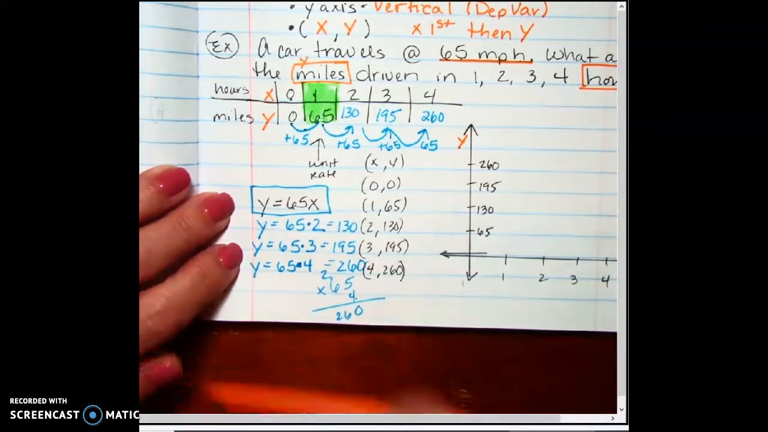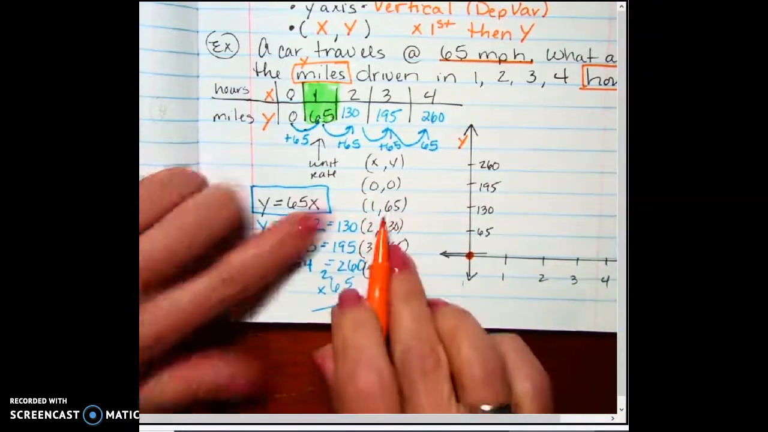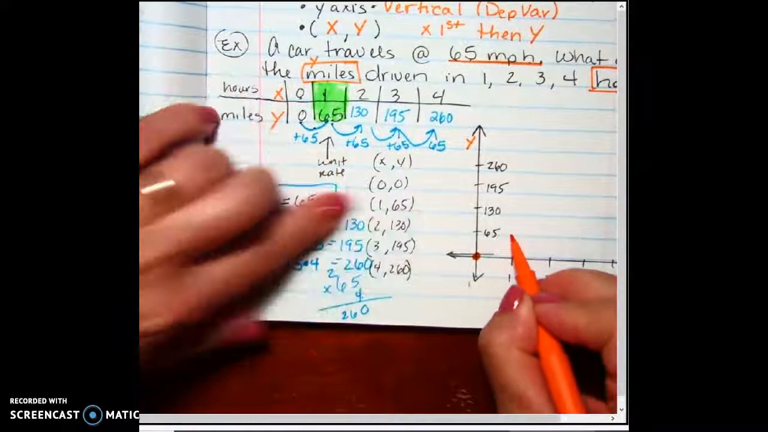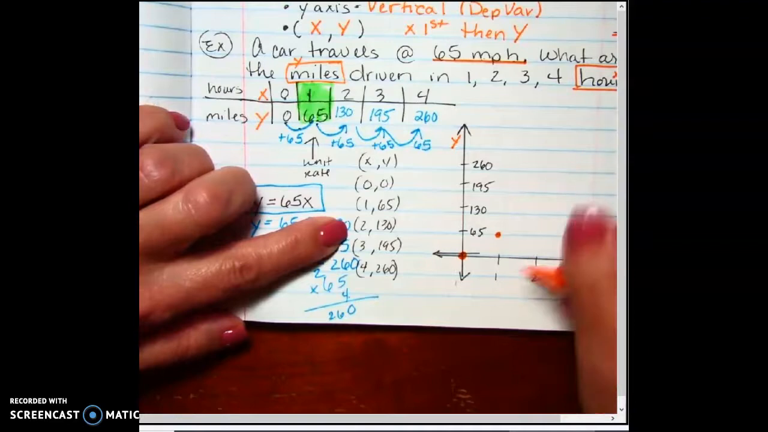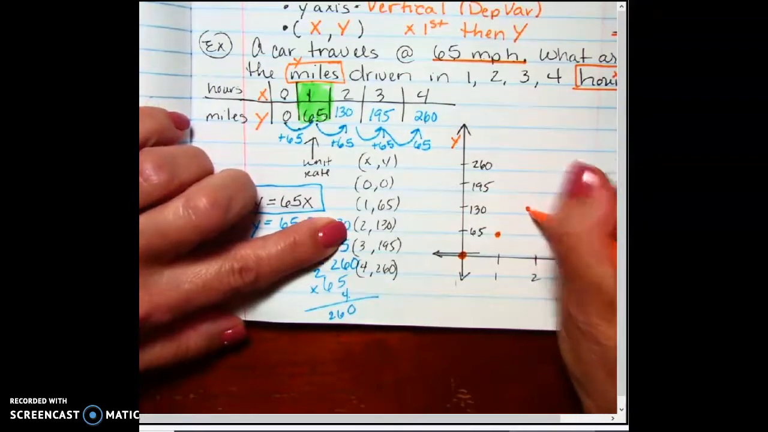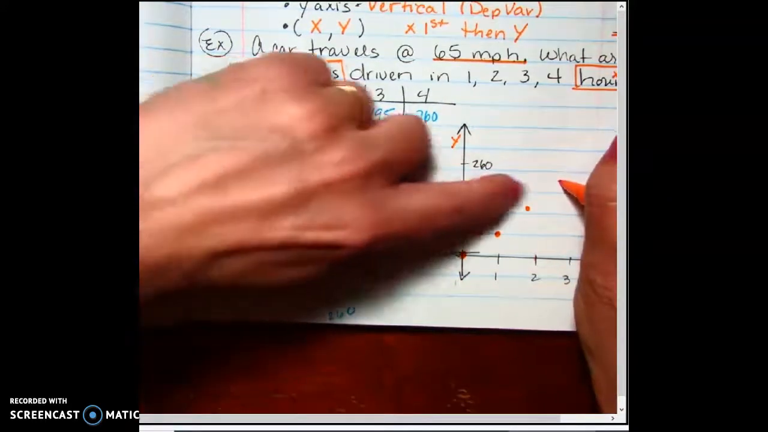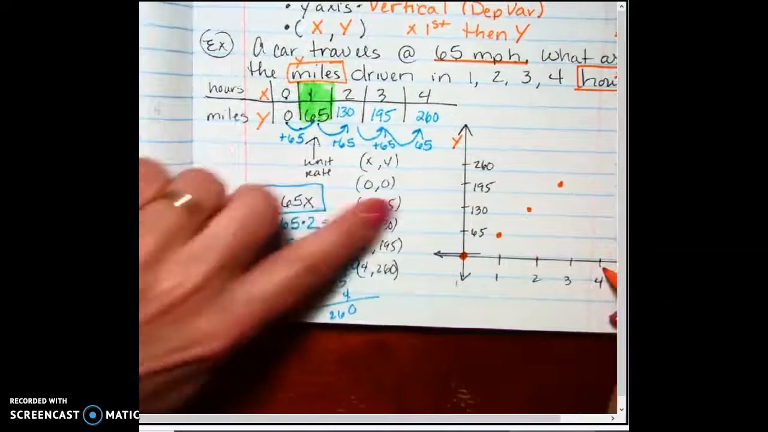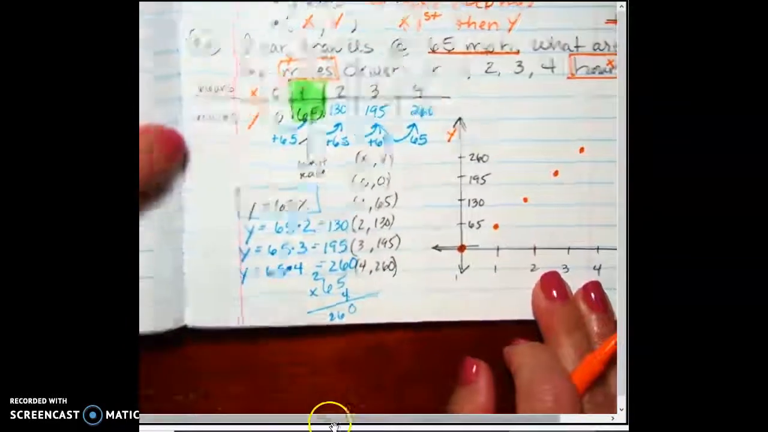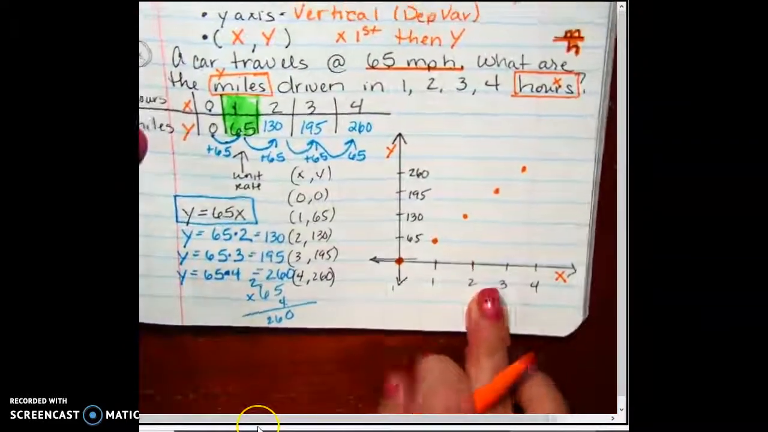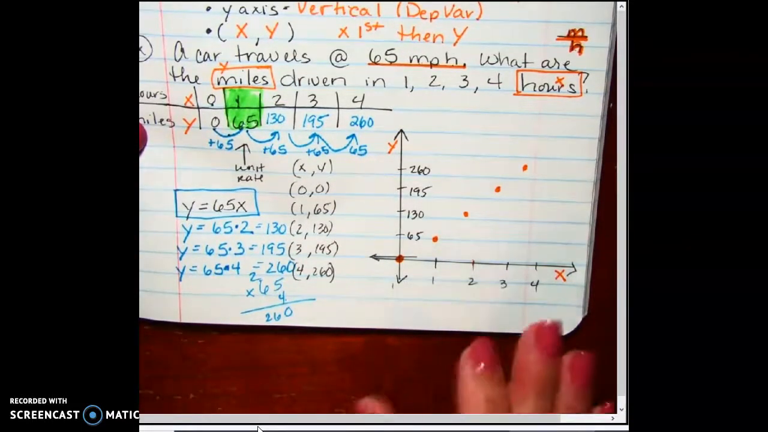So now I can plot my points. So the first one is 0, 0. The second one is 1, 65. I go across 1 and up 65. I go across 2 and up to 130. I go across 3 and I go up to 195. I go across 4 and I go up to 260. And now I have graphed my equation and solved for x and y.